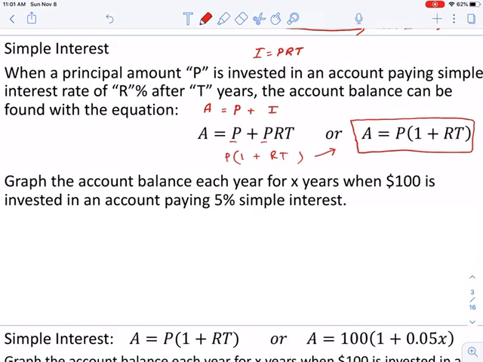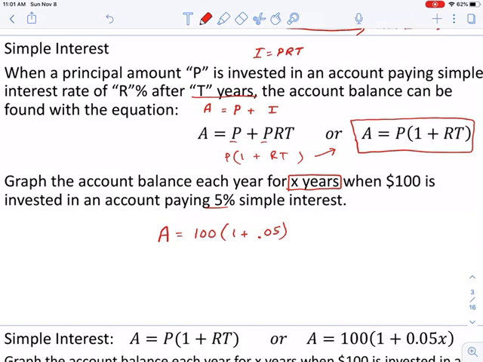So we're supposed to graph the account balance each year for X years when $100 is invested in an account paying a 5% simple interest. So let's write the equation. So we're going to graph the balance each year. So that would be the A. So we're graphing the A equals, and when $100 invested account, so that would be 100 times, so 1 plus R, 5% is 0.05. And X years, T is the time in years.